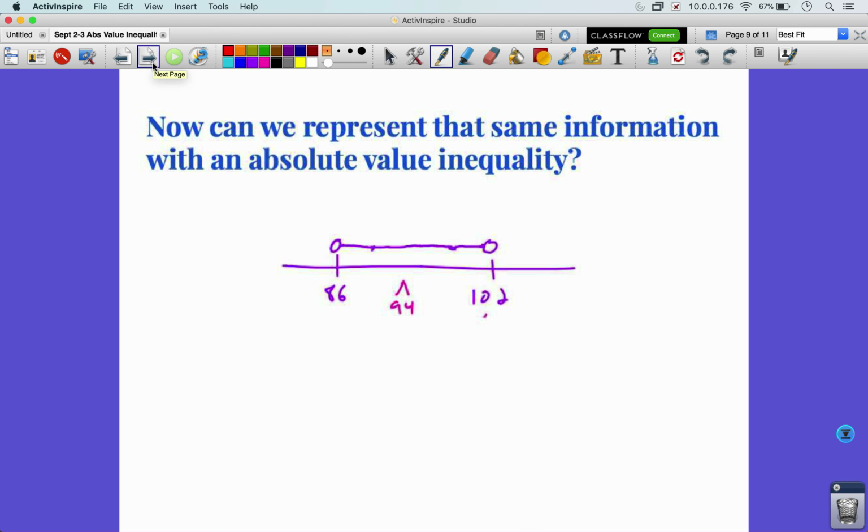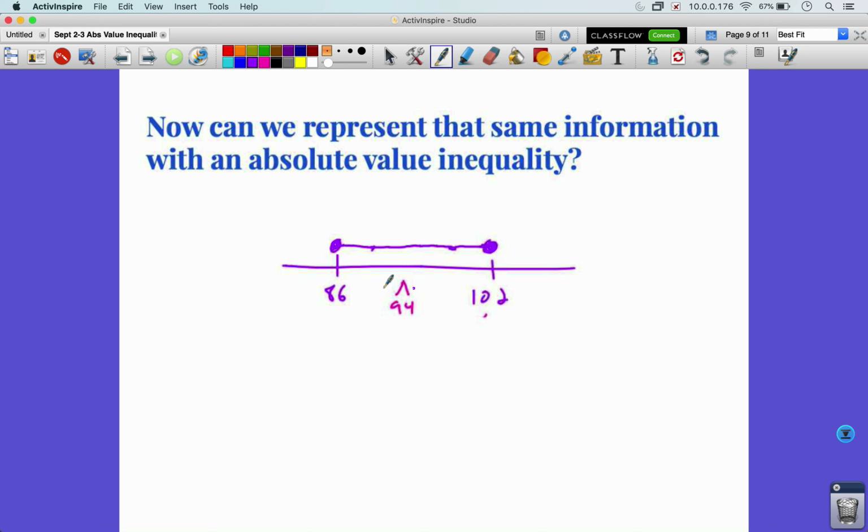Now can we represent that same information with an absolute value inequality? It looks like when I created this diagram, I actually used open circles. So just notice that changed. Here, I don't want it to change. I'm going to fill those in.